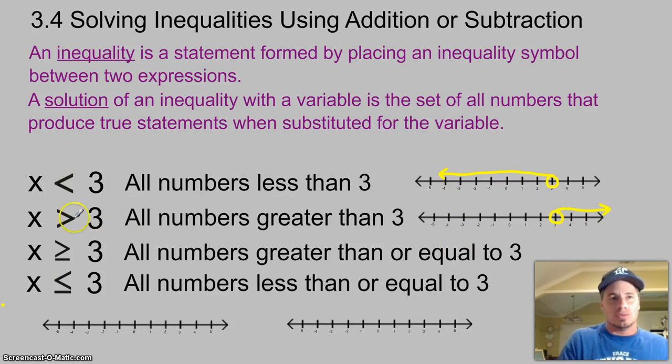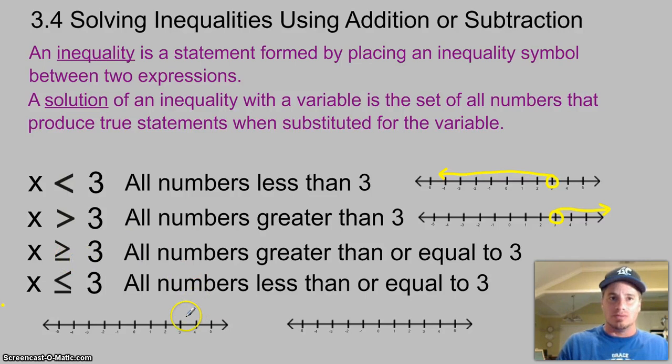Now let's look at this one. All numbers greater than or equal to. This little line means it can also be equal to. So that means 3 is a solution because 3 is greater than or equal to. Well, it's equal to, but it's one or the other. And so 3 is actually a solution with this one. 3 is not a solution in the previous ones because 3 is not less than 3. But when I put an equal sign with it, it is part of the solution.